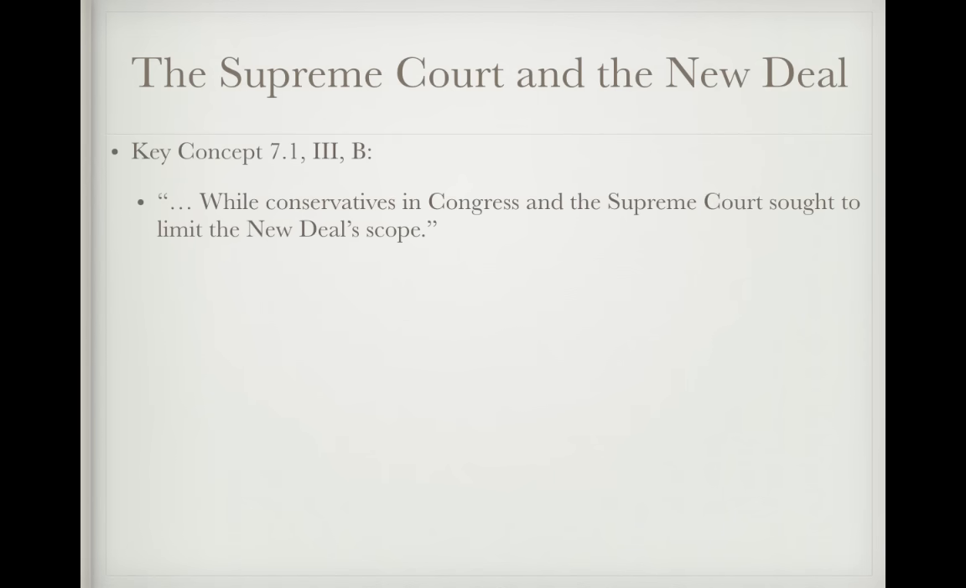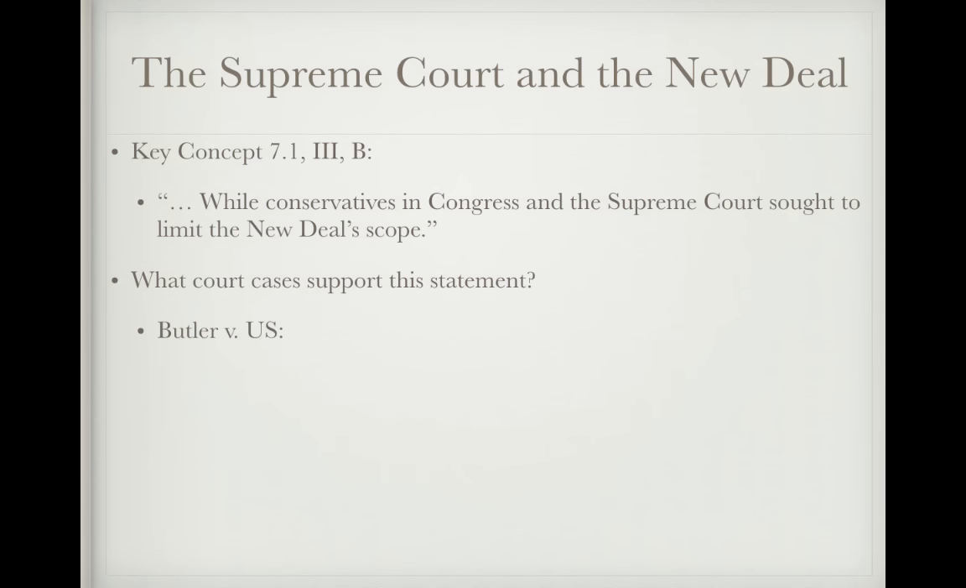Let's jump on over to the Supreme Court in the New Deal. Key concept 7.1, Roman numeral 3, letter B: while conservatives in Congress and the Supreme Court sought to limit the New Deal's scope. It's important to know not everybody was on board with the New Deal. You have conservatives in Congress and the Supreme Court seeking to limit the New Deal's scope or its power or size. So what court cases support this decision? I got a couple for you.